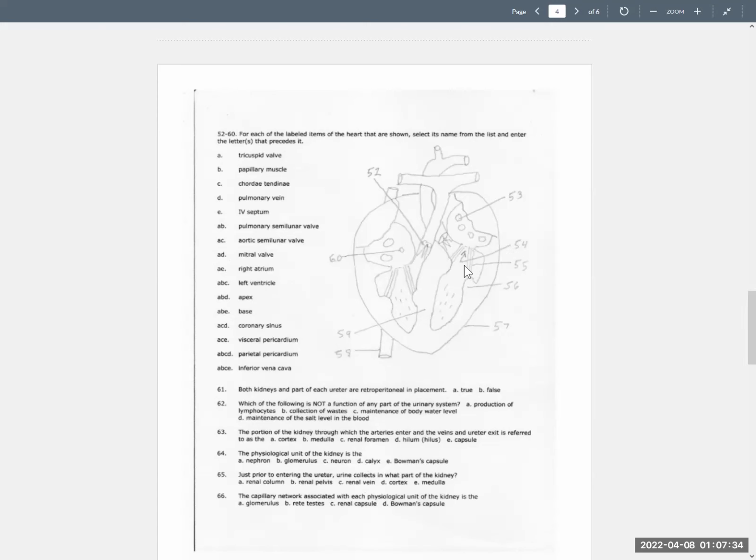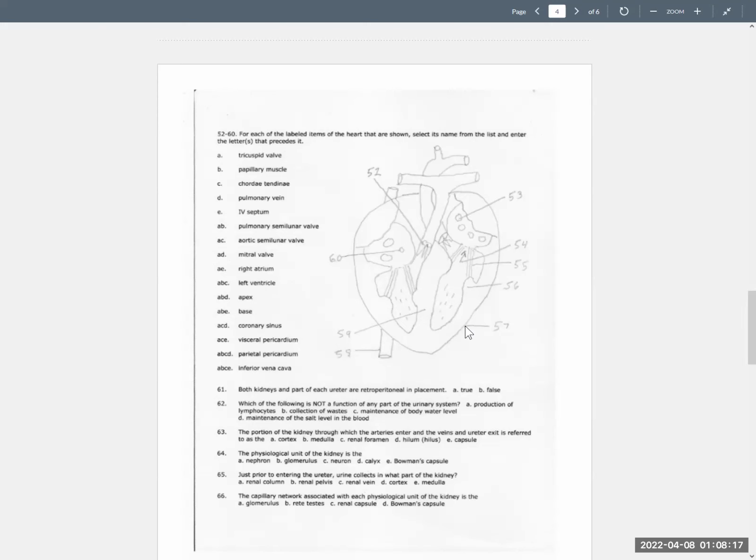54 is this valve. And I'm careful on the test to tell people I'm pointing at a valve. And this is the mitral valve. The mitral valve is also bicuspid, but it's AD for 54. 55, these are the chords, the chordae tendineae. And those are C, answer C. 56 is a papillary muscle, which is myocardium also. And papillary muscle is B.